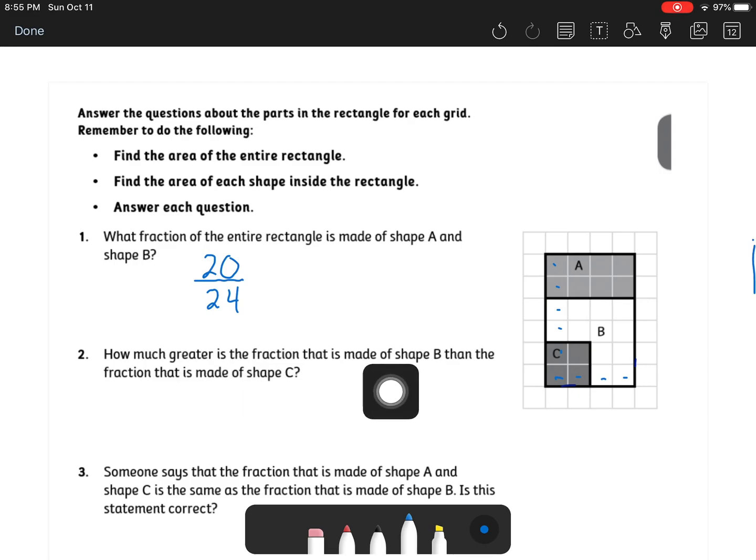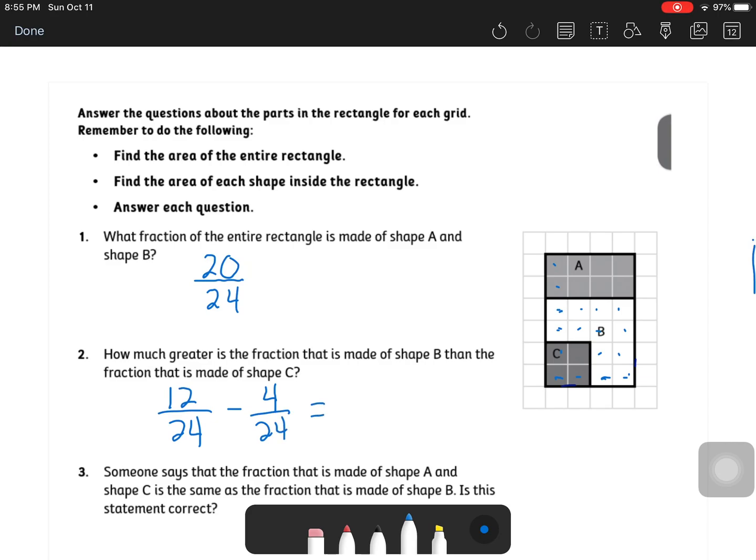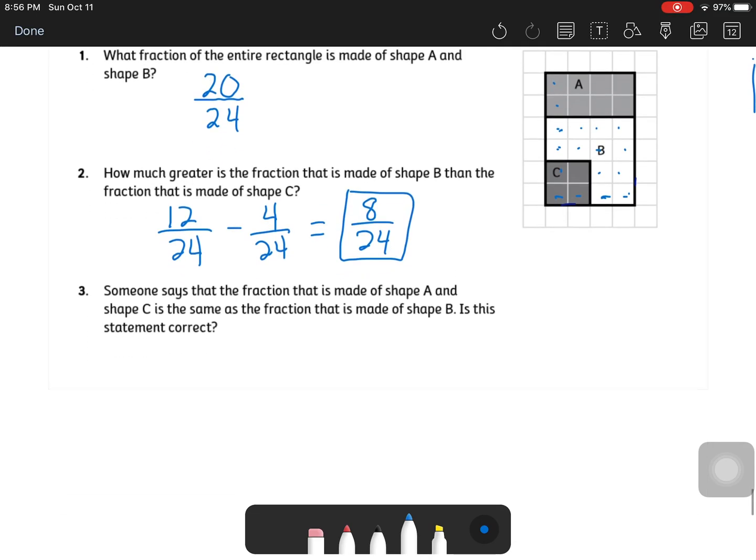How much greater is the fraction that is made up of shape B than the fraction that makes up shape C? Let's count this out. So I got 1, 2, 3, 4, 5, 6, 7, 8, 9, 10, 11, 12. So I have 12 out of 24. That's my shape B. C is only 4 out of 24. And because it says how much greater, that means I want to subtract those. So 12 minus 4 is 8. So B is 8/24 bigger than C.